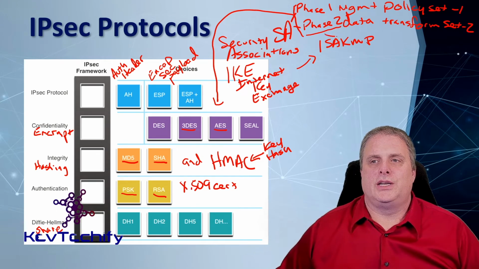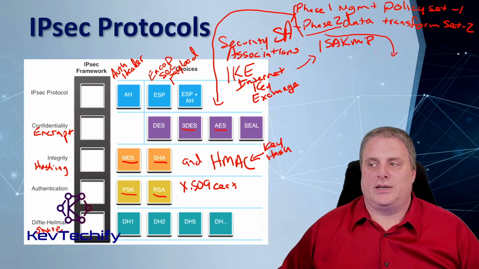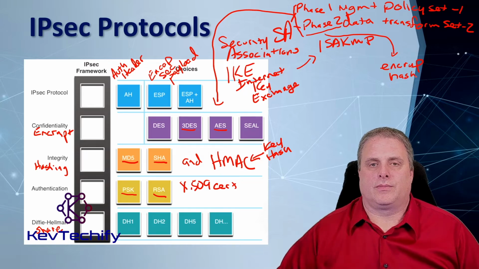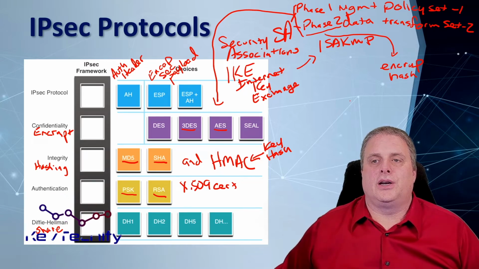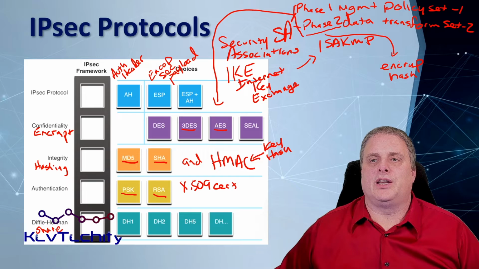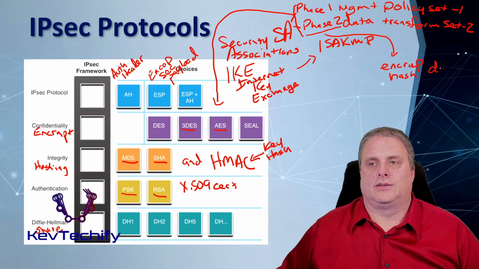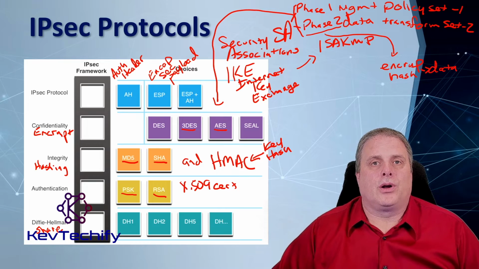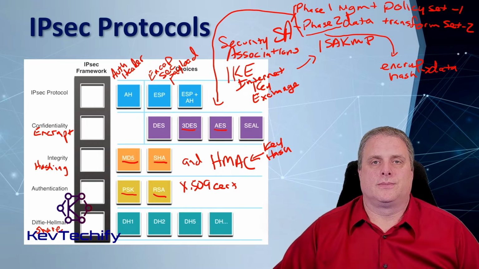Phase 2 initiates the transform set. They look at the different types of encryption and also hashing that happens. In phase 2 here, this is used to secure our data. Those are the basic protocols or suite of protocols that you will see in IPsec.